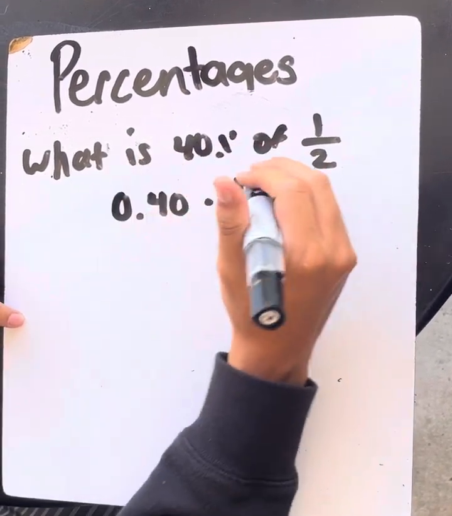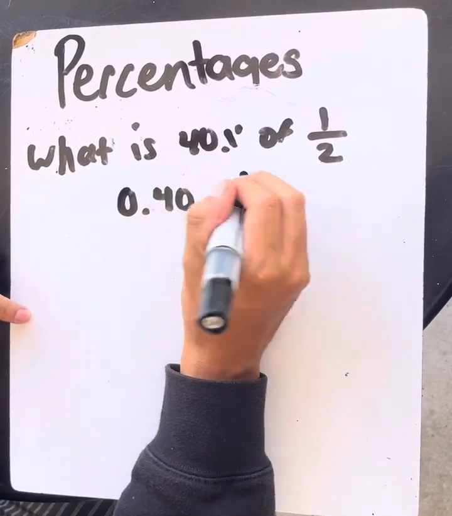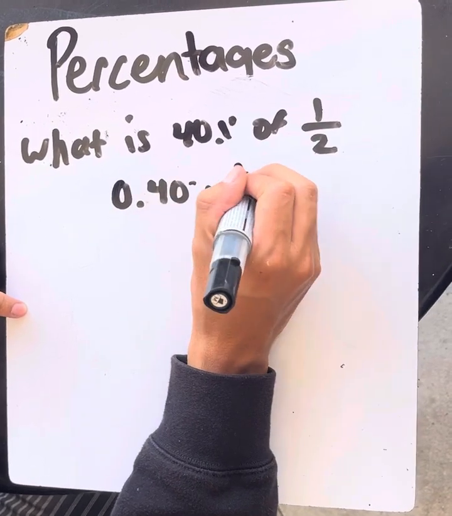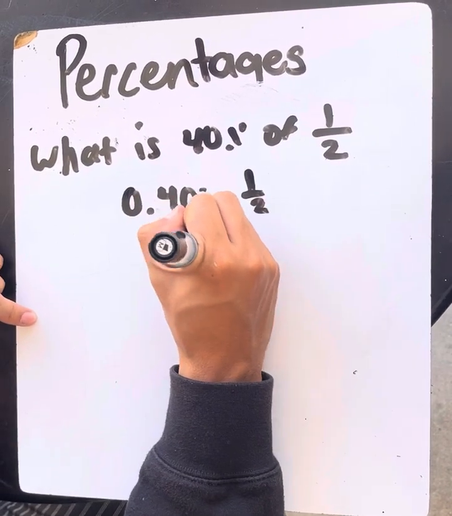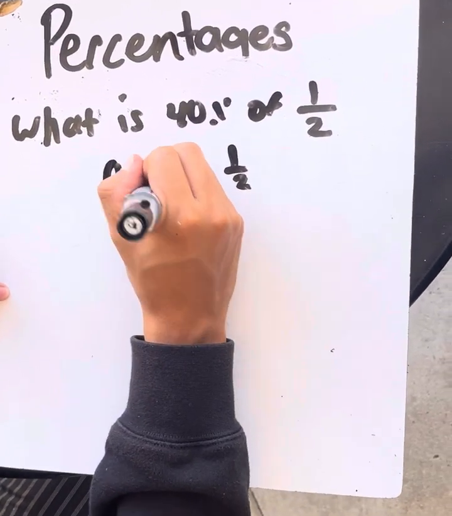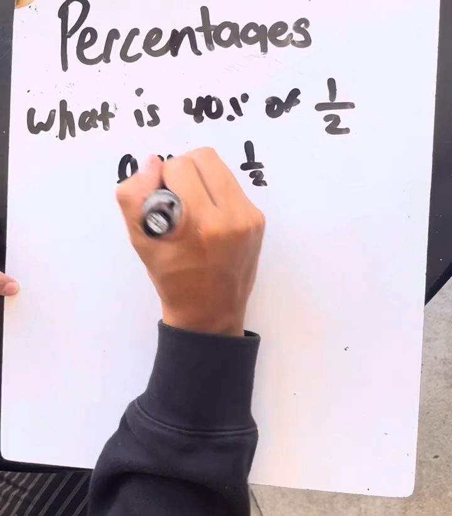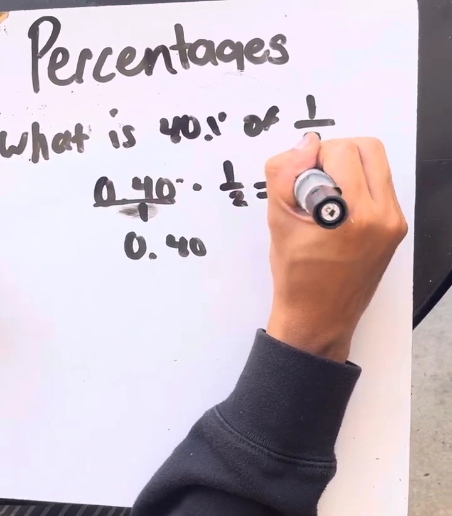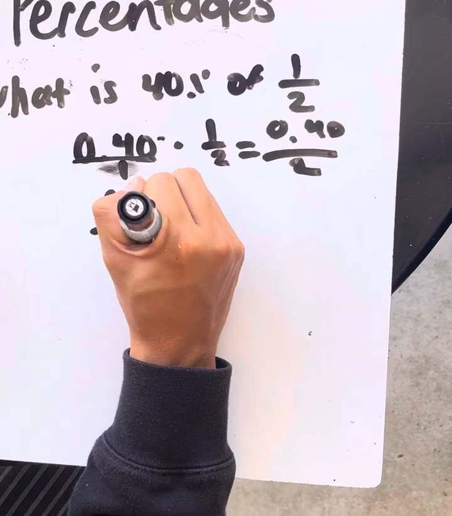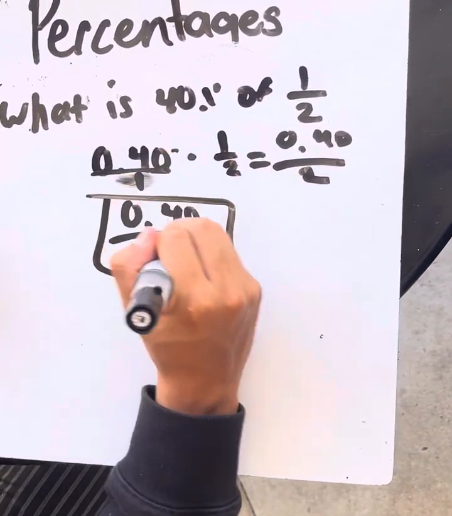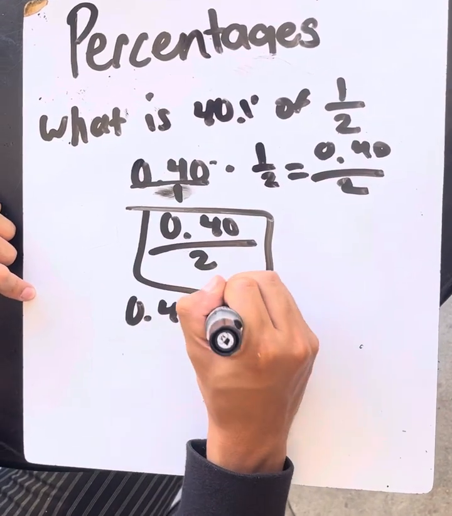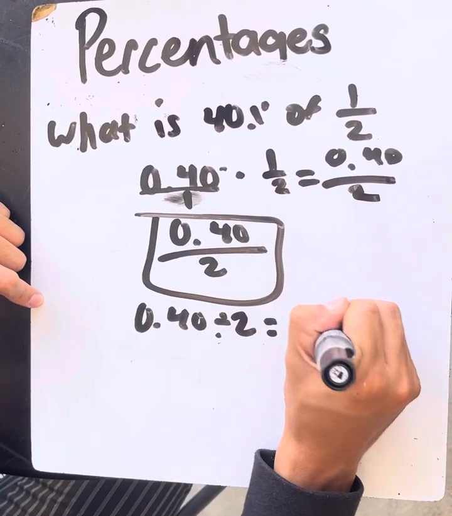0.40 times 1/2 will equal, here we do 0.40 times 1 will be 0.40. We put a 1 here in the bottom. So this will give us 0.40 over 2. And what is this if you divide it? We have to divide this one right here, 0.40 over 2, divided by 2. This will give us 0.20.